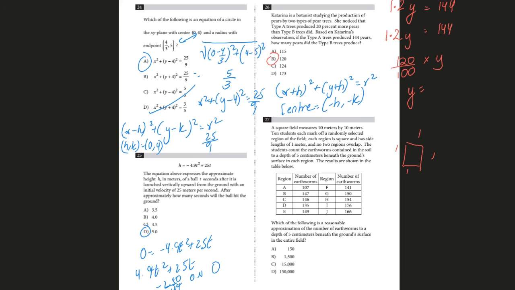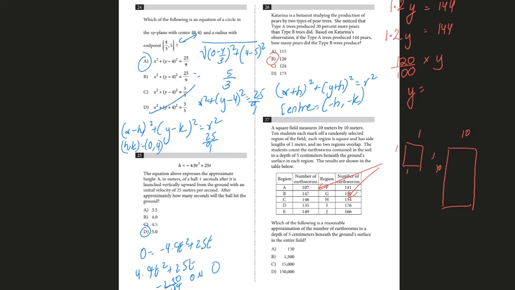Okay, so basically the entire field is 10 meters by 10 meters, right? So this is the entire field, 10 by 10. And this is just a small region that's taken, and these are the number of earthworms recorded in this region. So, for example, a reasonable estimate here, because all of these options are like 150 or 1, they're basically building on from 15.